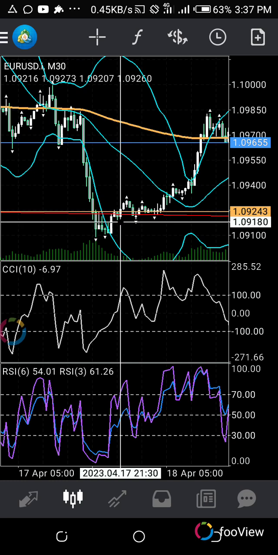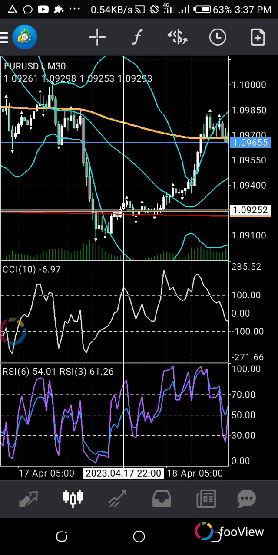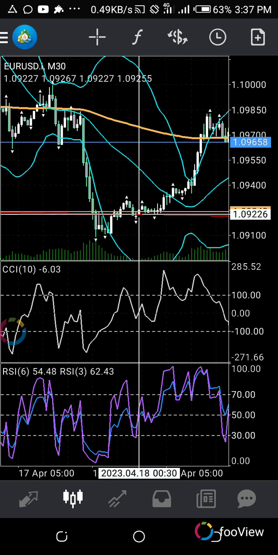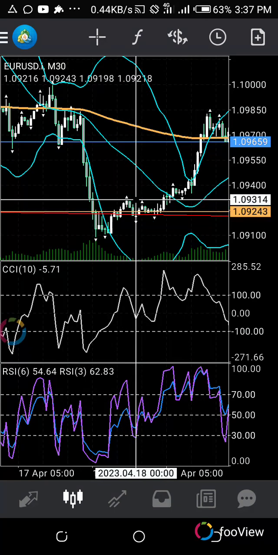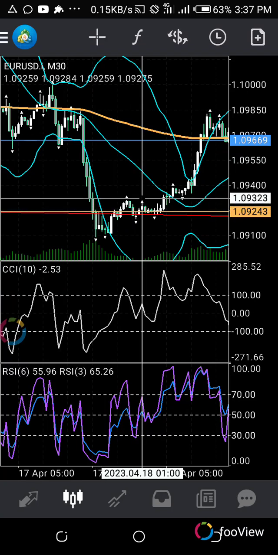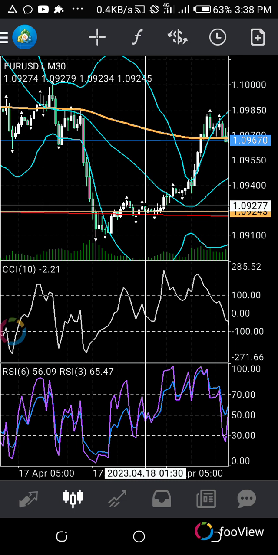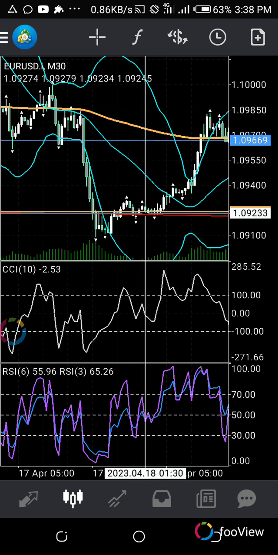Now here we have a break to the upside from the line. This is the golden line here. We have a break to the upside, then we have a retest the first time, then a bullish candle to the upside. Then another retest to the downside, and a bullish white candle to the upside.